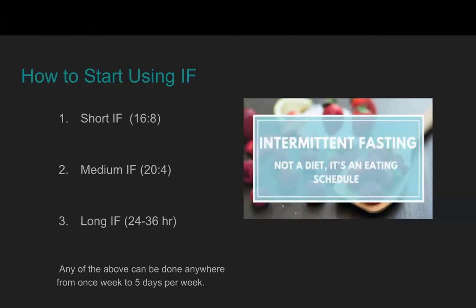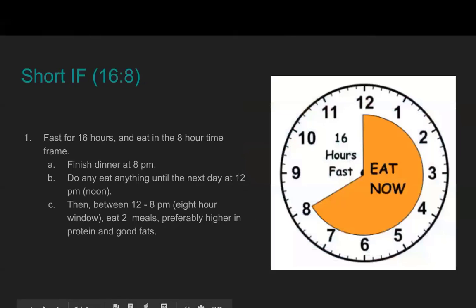The second one, which is the medium one, is a step up from the first. Here you are fasting for 20 hours and you're eating a solid meal or 2 in a 4-hour period. And then the last one, more aggressive, is fasting for a complete 24 hours. So let's take a look more closely at how to do these 3 different fasting schedules. Let's do an example of the easier one, which is a short 16-8 fast.